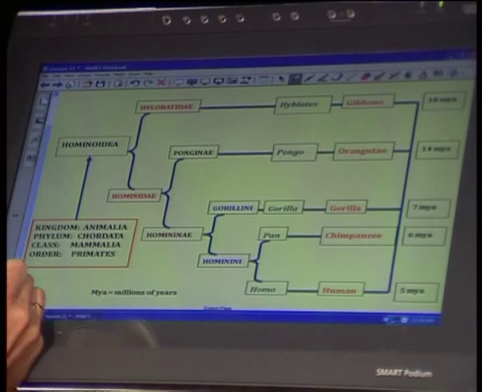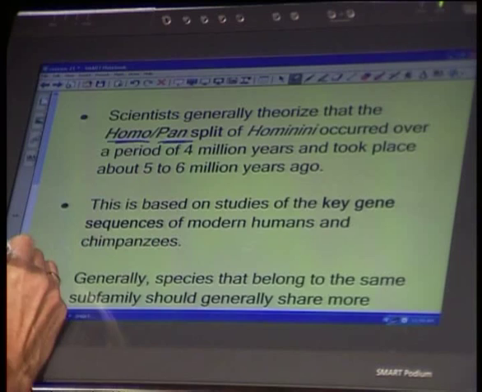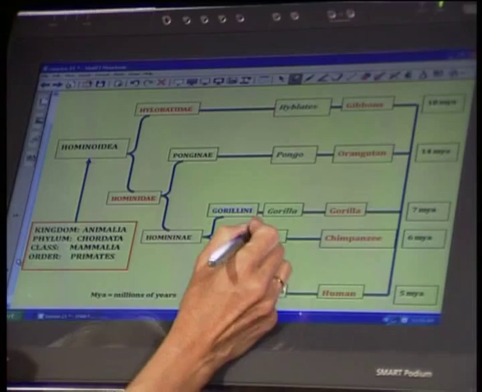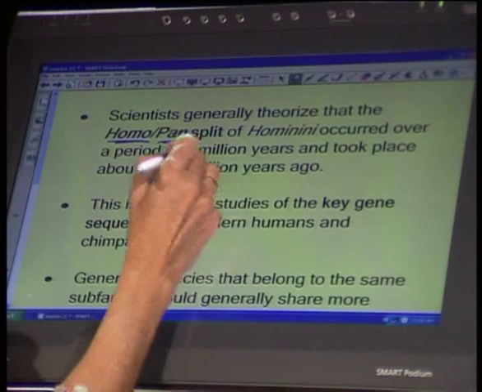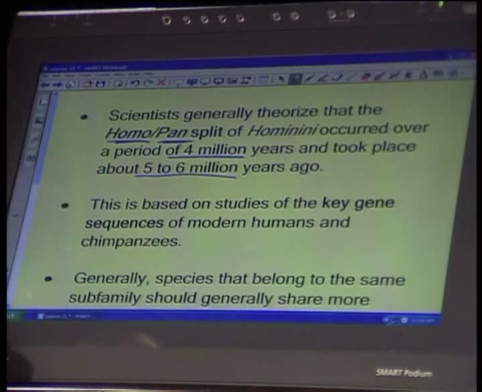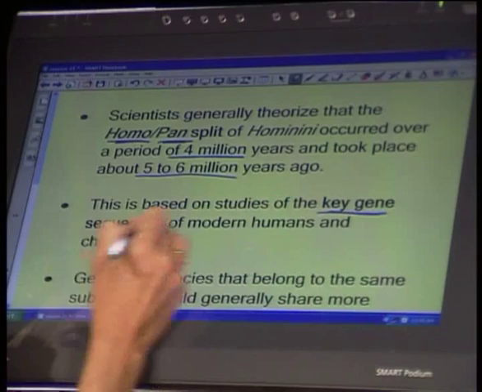So scientists generally theorize that the Homo-Pan split, so your Homo-Pan split is here, all right? That Homo-Pan split took place over 4 million years. It's about 4.5 to 5 million years ago. So there we go. Now, this is based on studies of the key gene sequences.